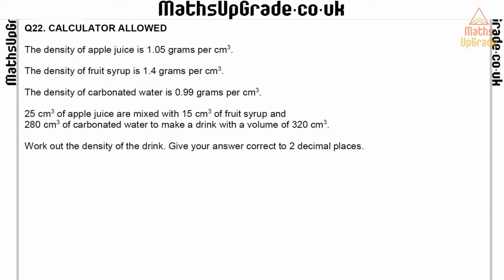Question 22. The density of apple juice is 1.05 grams per centimetre cubed. The density of fruit syrup is 1.4 grams per centimetre cubed. The density of carbonated water is 0.99 grams per centimetre cubed.